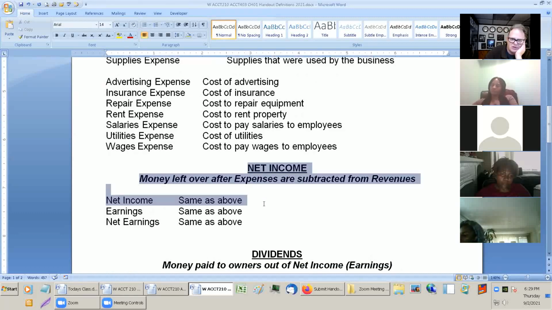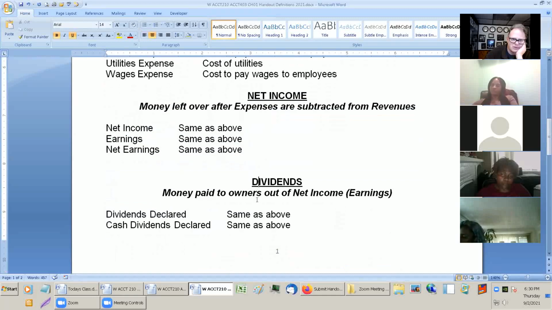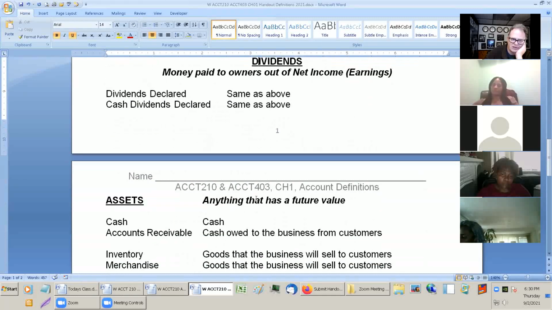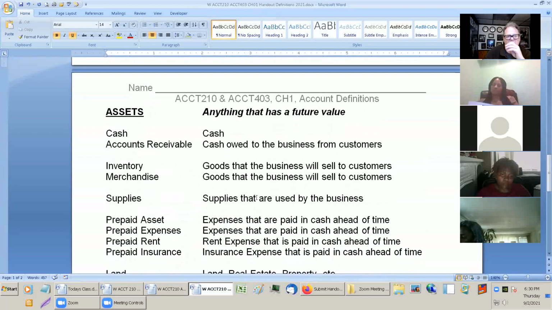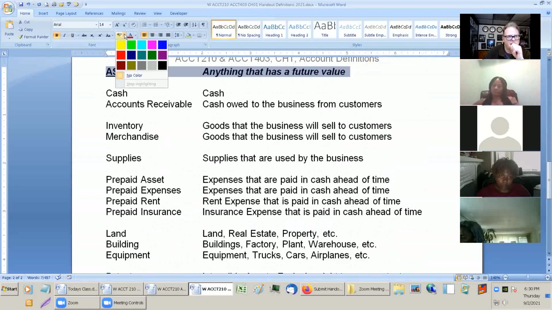I'm going to skip these two because we'll get to those in a minute. I'm going to skip net income and dividends. We'll take care of those in the financial statements. But I do want to go to assets. Let's go to page 2. And on page 2, we start out with assets.